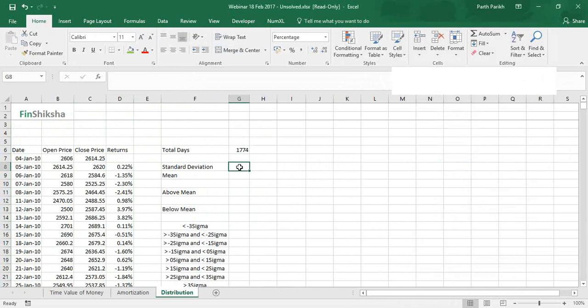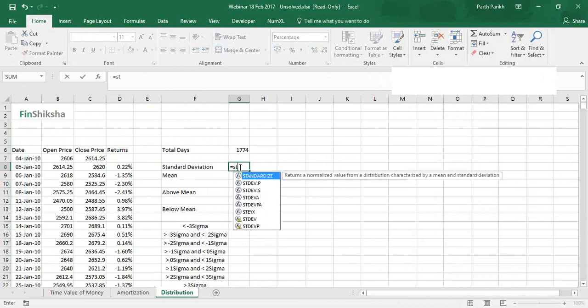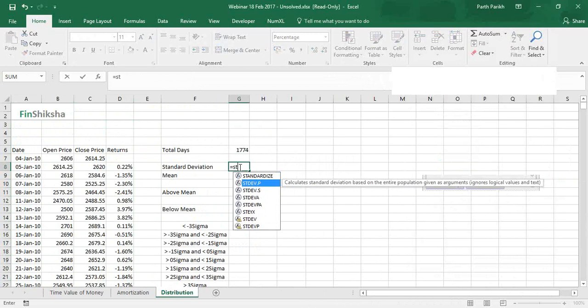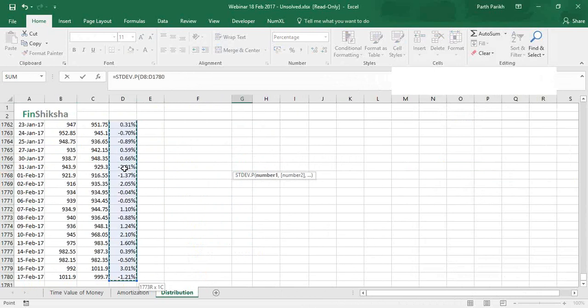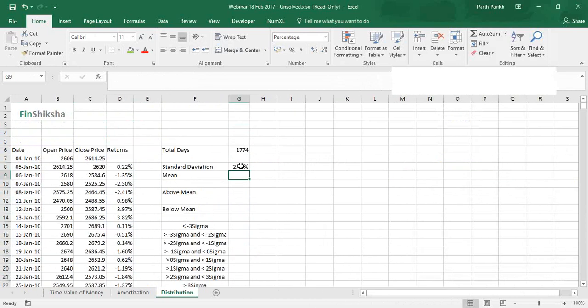Now to calculate the standard deviation of stock returns, there is a direct formula called STDEV.P, because we are calculating for the population. Had it been for a sample, there is something called .S. We will select the returns and press enter. It says the daily standard deviation is 2.40. To convert this into years, we can multiply this by the square root of the total number of trading days, which is 250.